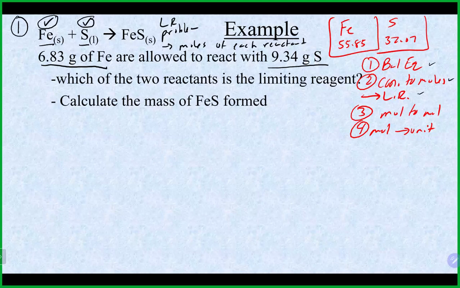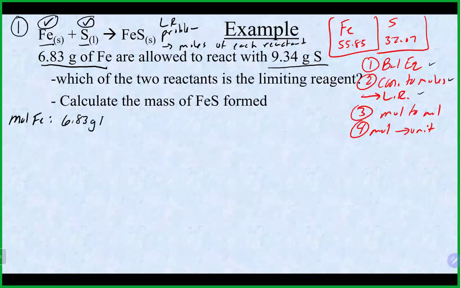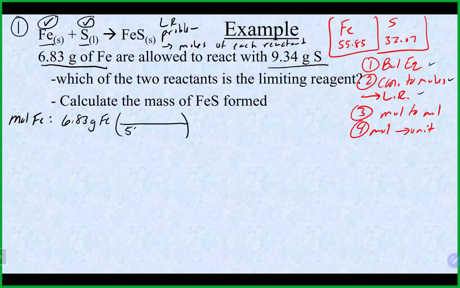So first one is balance. Second one is we're just going to convert everybody into moles. So to get to the moles of iron, we're going to take the 6.83 grams of iron. We're going to go to the periodic table, use the molar mass, 55.85 grams per mole. Grams on the bottom so they cancel. And that is going to get us there. 6.83 divided by 55.85 is going to get us 0.1223 moles of iron.